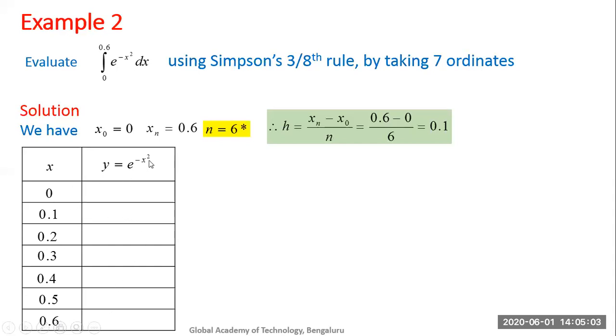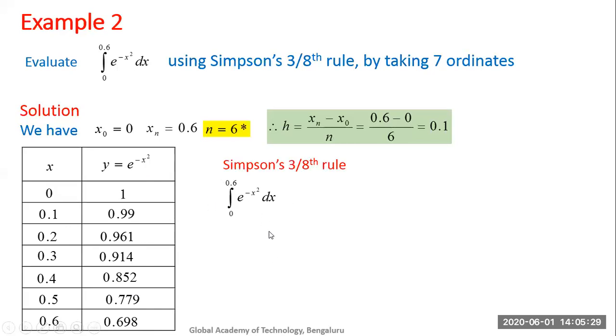Substitute x is equal to various values here. So put x equal to 0, you get y is e power 0, which is 1. Put x equal to 0.1, e to the power minus 0.1 square, you get 0.99. For 0.2, you get 0.961 and so on. And finally for 0.6, you get 0.698. So these are the various values of y. Then use Simpson's 3/8 rule, which is to find the value of this integral.